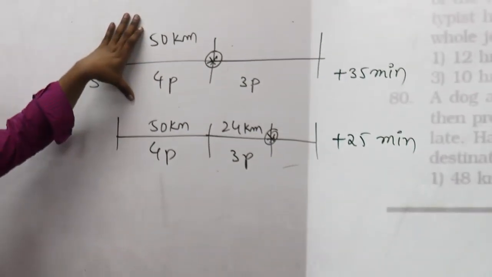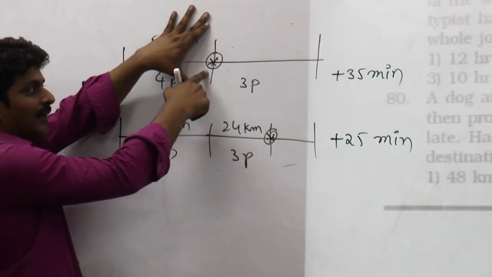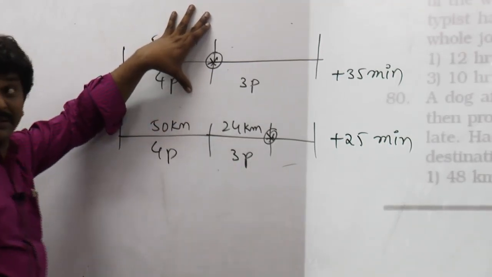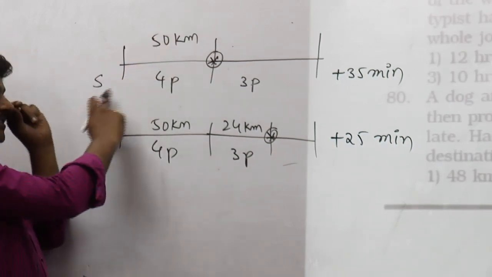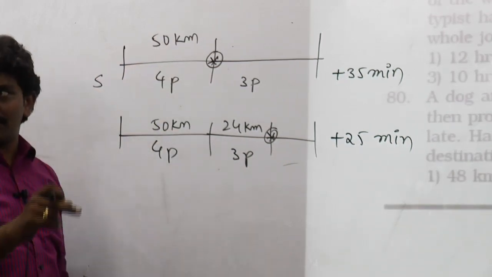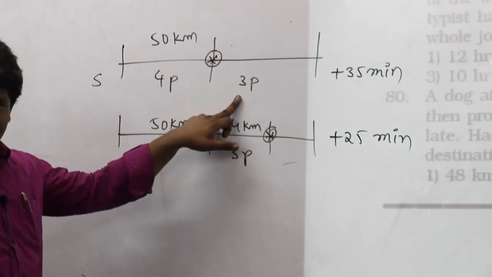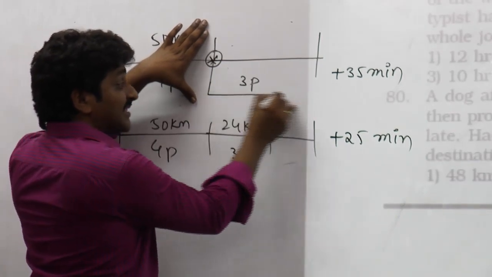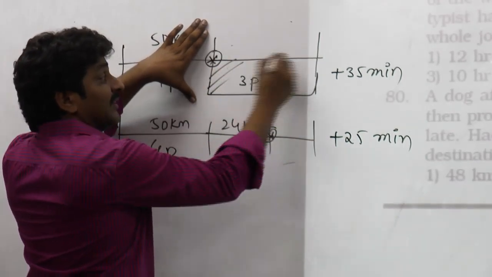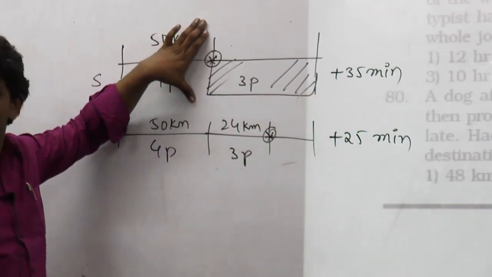First 50 kilometers, forget about it. Meeting happened here, and now he is moving with 3/4 of usual speed. If the usual speed is 4 parts, I'm starting with my denominator, 4 parts. Now he will travel with only 3 parts. Because he decreased his speed for this distance, he was late by 35 minutes.